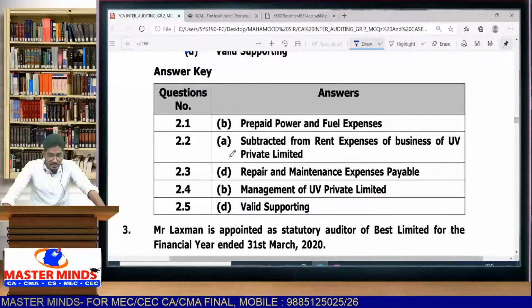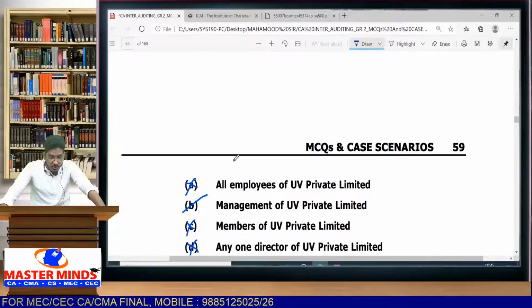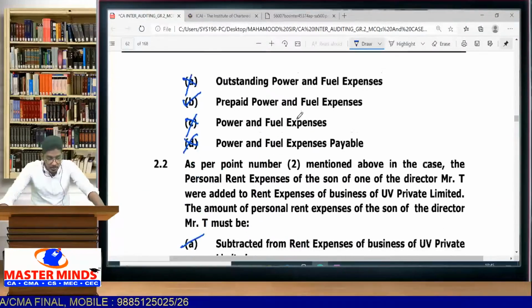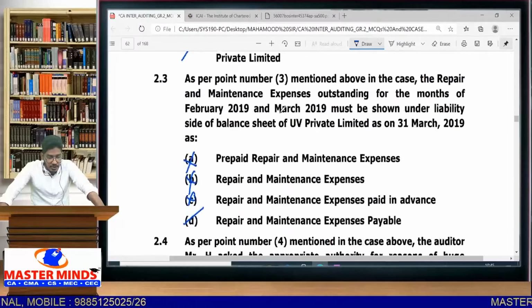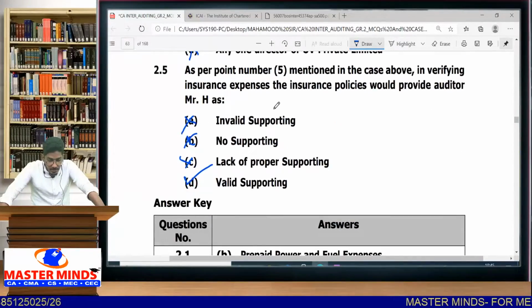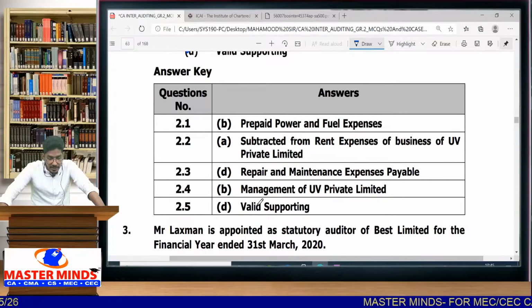Let us verify the answers. First 2.1 B, 2.2 A. Let us see whether they are correct or not. B and A. What we have answered? 2.1 B, yes, correct option. 2.2 A. 2.3 D, 2.4 B, 2.5 D. Let us see. Yeah, D, B, D. Yes, our answers are also matching with the institute answers. Good. So we have completed 2 case studies.